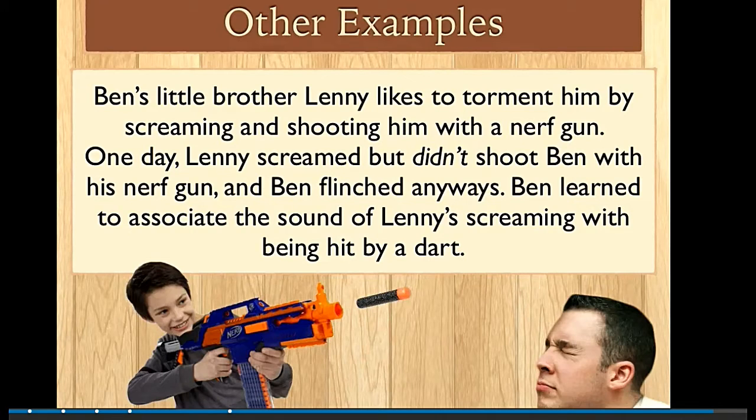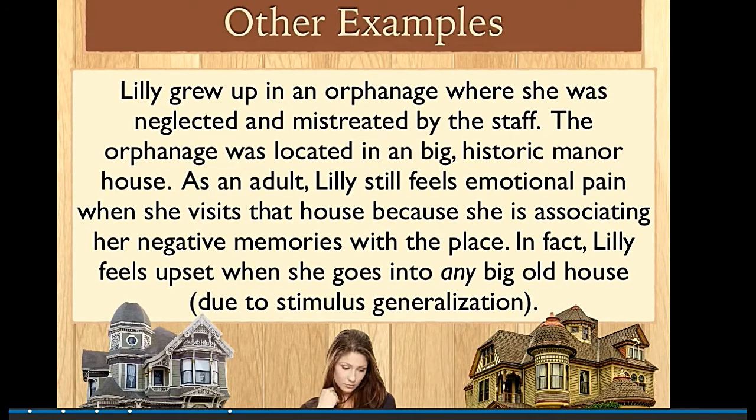Other example again. Ben's little brother Lenny likes to torment him by screaming and shooting him with a Nerf gun. That's awful. One day, Lenny screamed but didn't shoot Ben with his Nerf gun, and Ben flinches. Ben learned to associate the sound of Lenny screaming with being hit by a dart. This is a good example of conditioning. Naughty boy, don't do it at home.